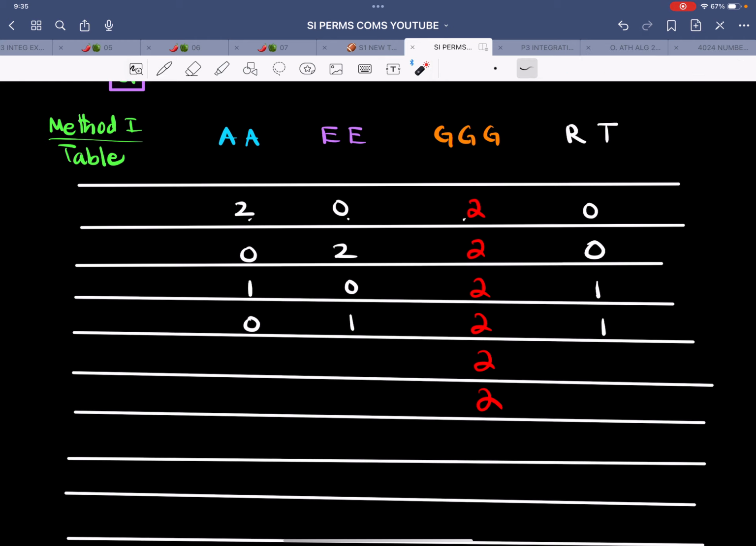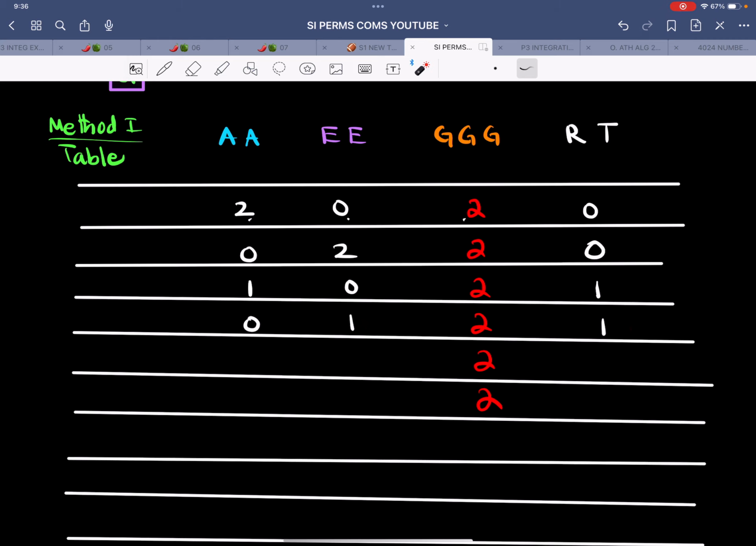So basically you are playing with this 2, 0, 0, 2, that's like symmetry. 1, 0, 0, 1, that's symmetry. This 2 is fixed. So 2 from here, none from here, because altogether this is 4. 4 from here, none from here, 1 from here, 2 from here, therefore 1 from R and T, 0 from here, 1 from here, 1 from R and T.